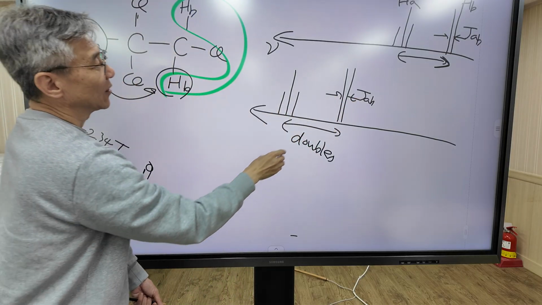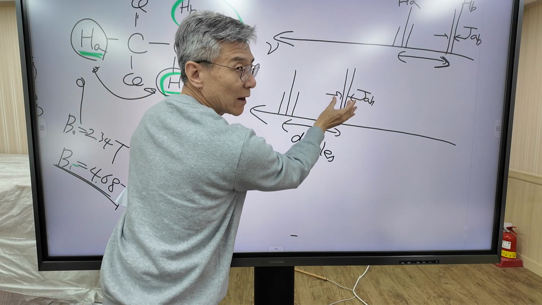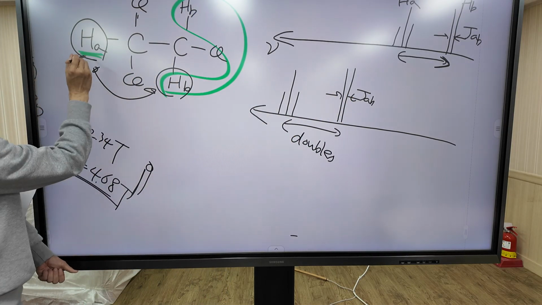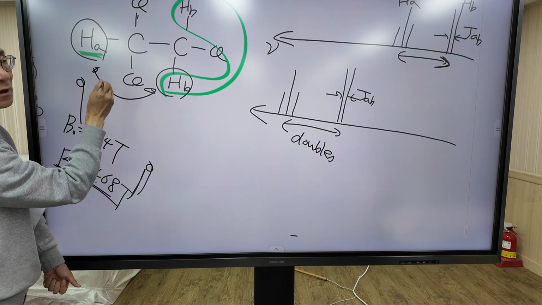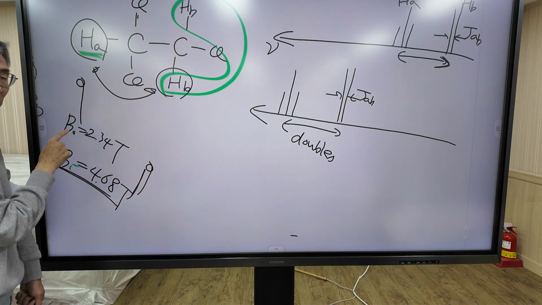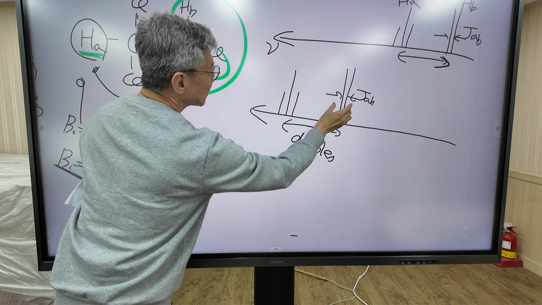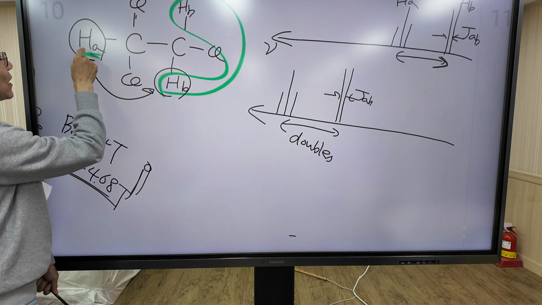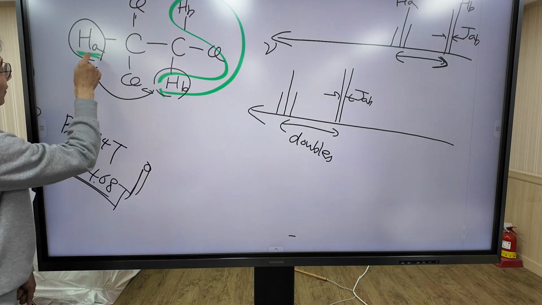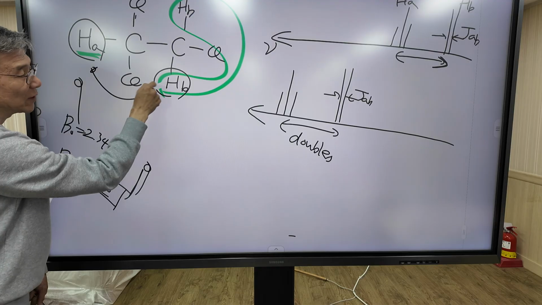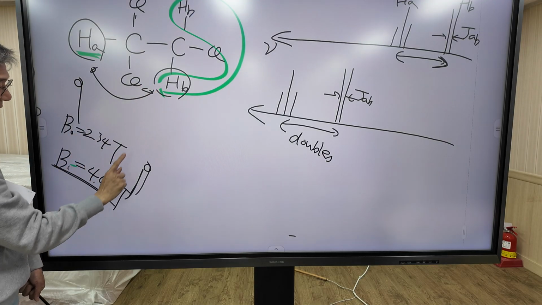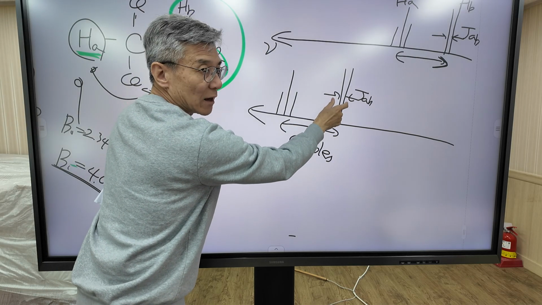Why? The spacing of the doublet reflects the strength of the magnetic field that the Ha proton exerts. The spacing is not related to the external magnetic field. This spacing reflects the strength of the magnetic field that Ha generates on the Hb. So it is not related to B0. Even though I double the B0, this one remains the same, identical.